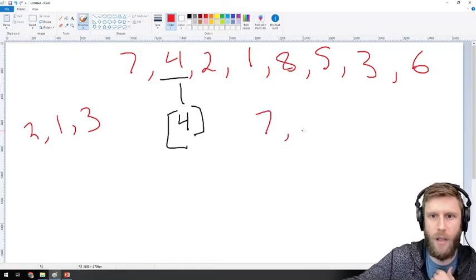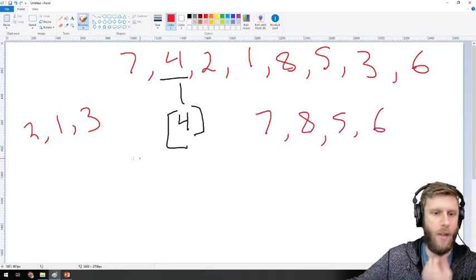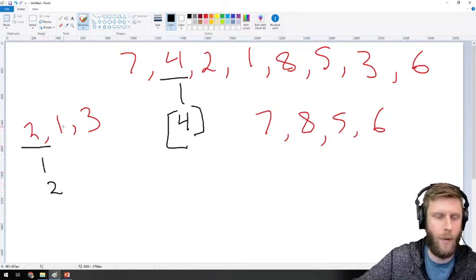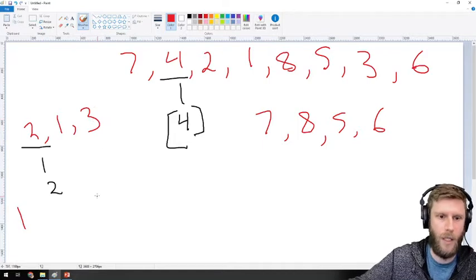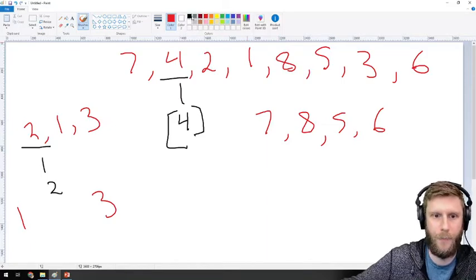So we've got 7, 8, 5, and 6. So I'm going to go over here now and pick a pivot. Well, I'm going to pick 2. Okay, so the 2 comes down here. And then I'm going to put all the numbers less than 2 over here. So we've got 1. And all the numbers greater than 2 over here, 3. Okay, and then I'm going to go over here. I'm going to pick a pivot. I'm going to pick 6, I think.